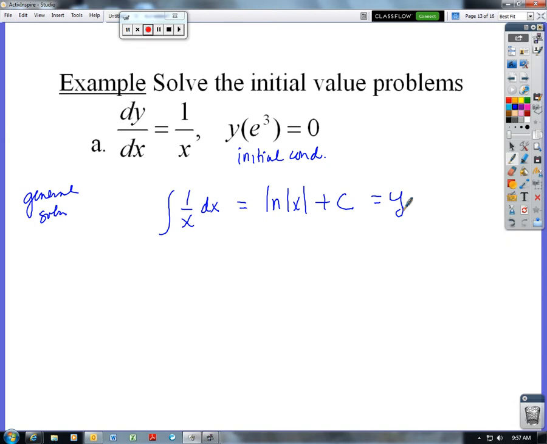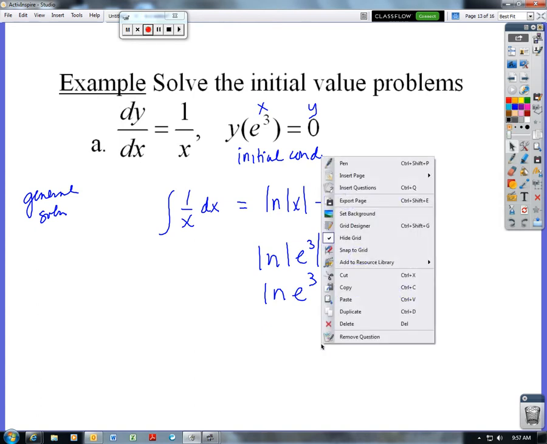Now we have the initial condition. So this is the x and this is the y. We're going to plug in e to the third for x. The plus c comes down, and the y is 0. And e to the third is positive, so I can discard the absolute value bars. I can use my log property and take my 3 out front.